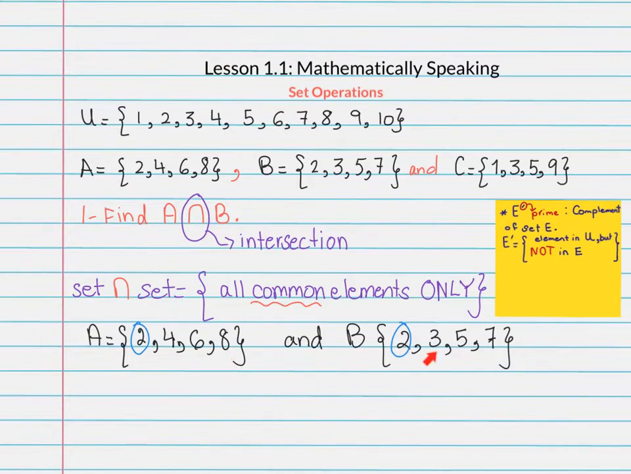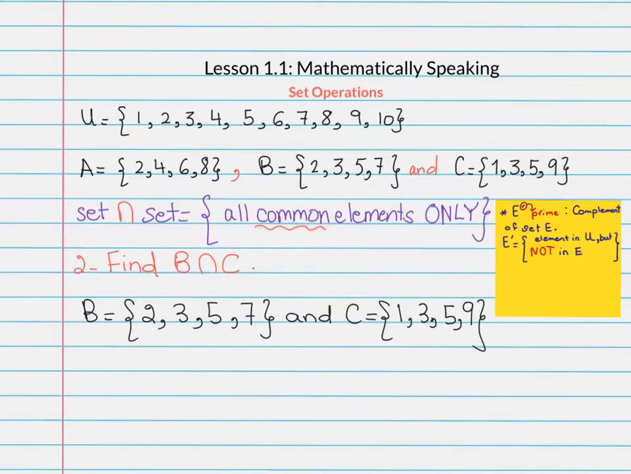3 here only in B. 5 only in B, and 7 only in B. So the only common element is 2. Then A intersection B is a set that has only one element, which is 2.